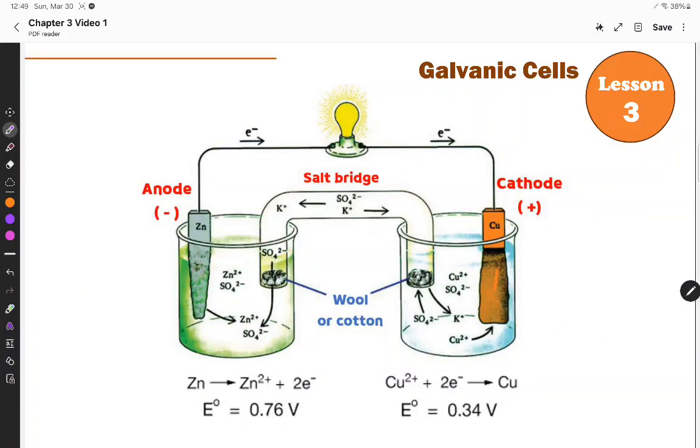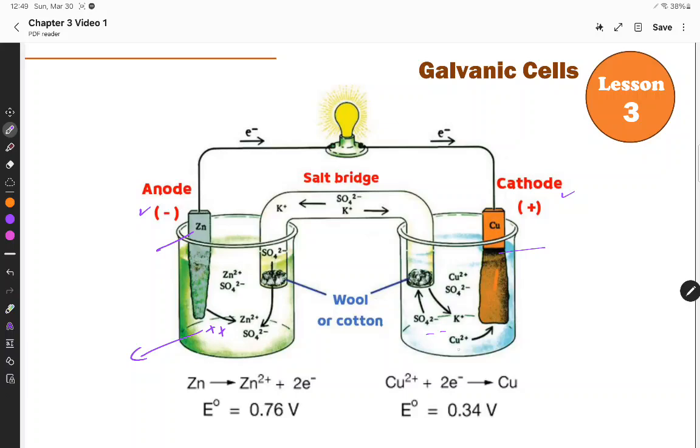Now the questions which can be about this diagram: first of all, the sign of the anode, which is negative, and the sign of the cathode, which is positive. Then the mass of zinc decreases, the mass of copper increases, which is the mass of the anode and the mass of the cathode. The concentration of positive ions in the anode will increase, and the negative ions in the cathode will increase.